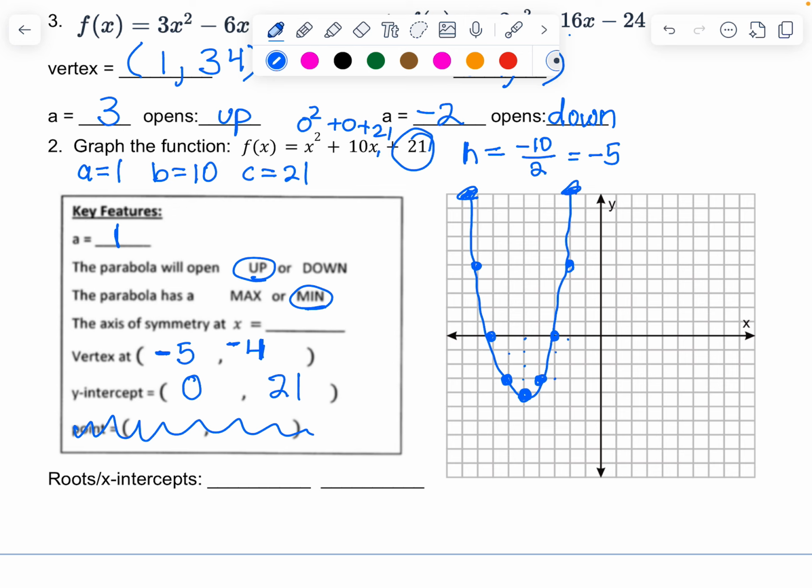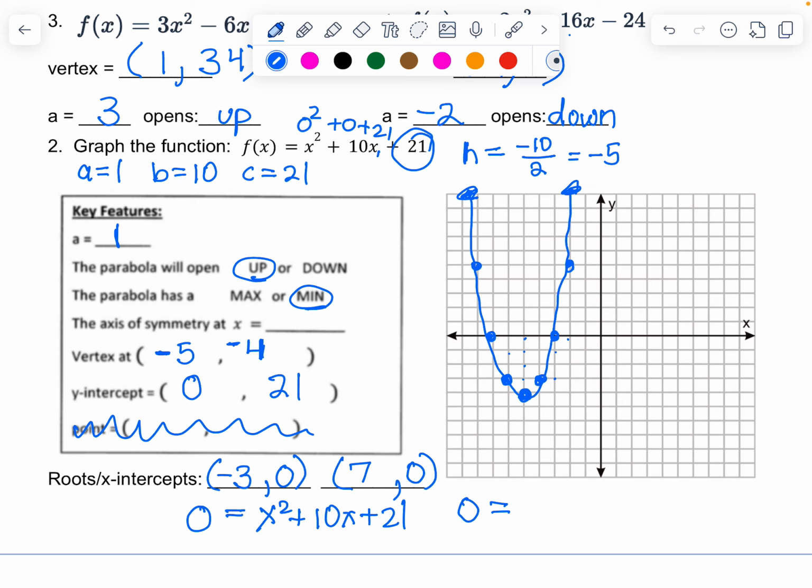Ooh, what about your roots and x-intercepts? Now we'll talk more about how to get them algebraically. Basically, if you plug in 0 for y, you're going to get -3 and 7. You can see that from the graph, but just as a little preview, look at what happens if I plug in 0 for y. I get a quadratic to solve.